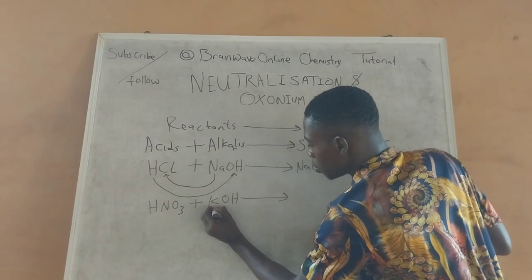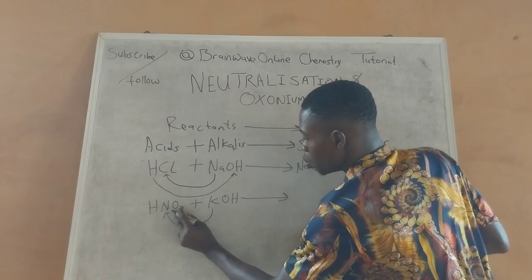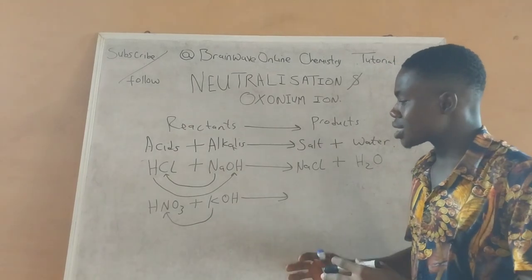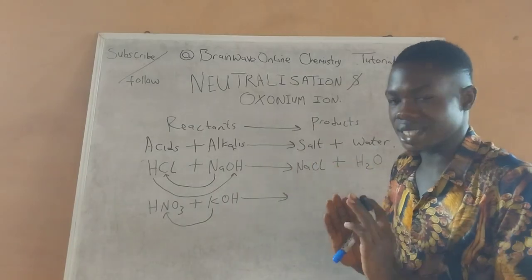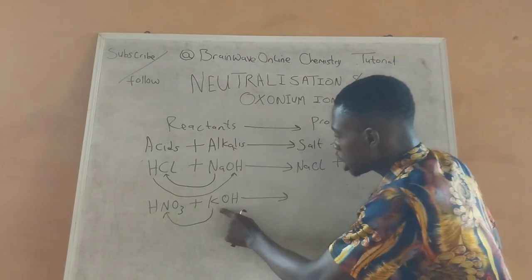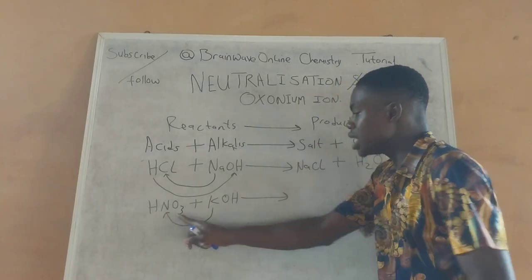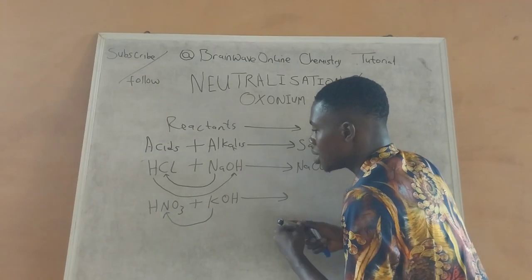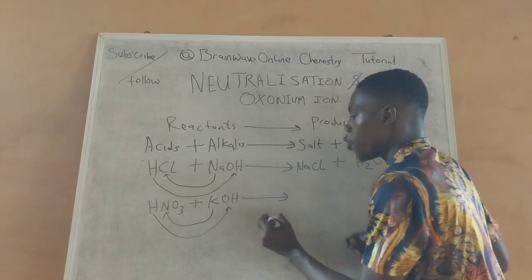This potassium ion will react with what? With this. There is what we call an acid radical. Acid radicals react with hydrogen ions to form acid. Now, this will be another teaching for another day. This potassium ion here will react with this NO3, which happens to be the acid radical, while this hydrogen ion will react with this hydroxide ion to form the water.